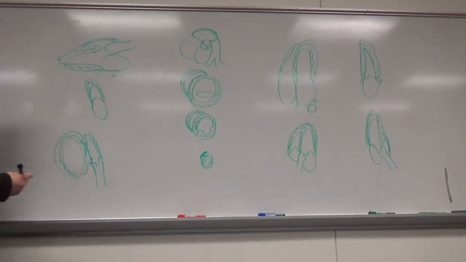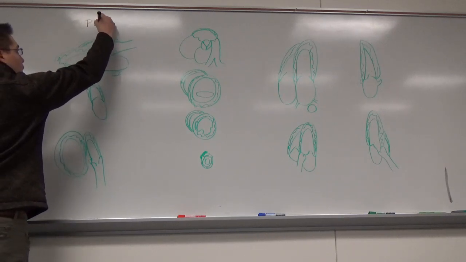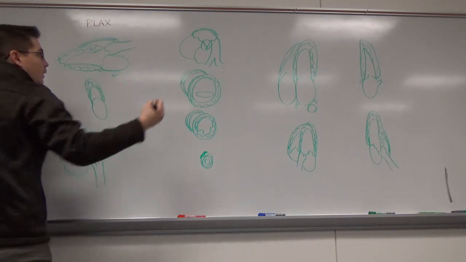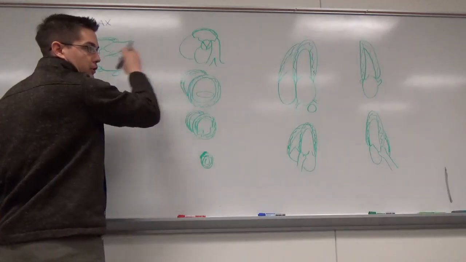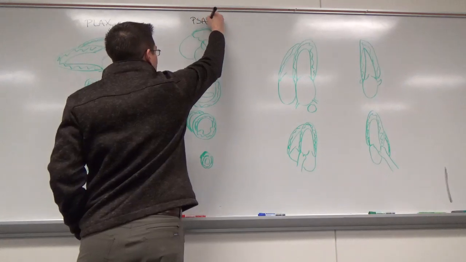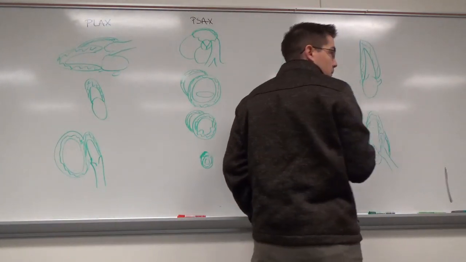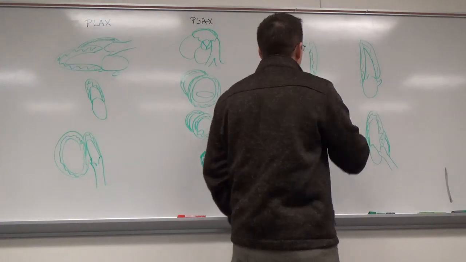So let's first go and label the views. So what are they? So parasternal long axis, so PLAX is how we abbreviate it. You want to do all the views? Yeah, let's do all the views. So there's short axis, PSAX.